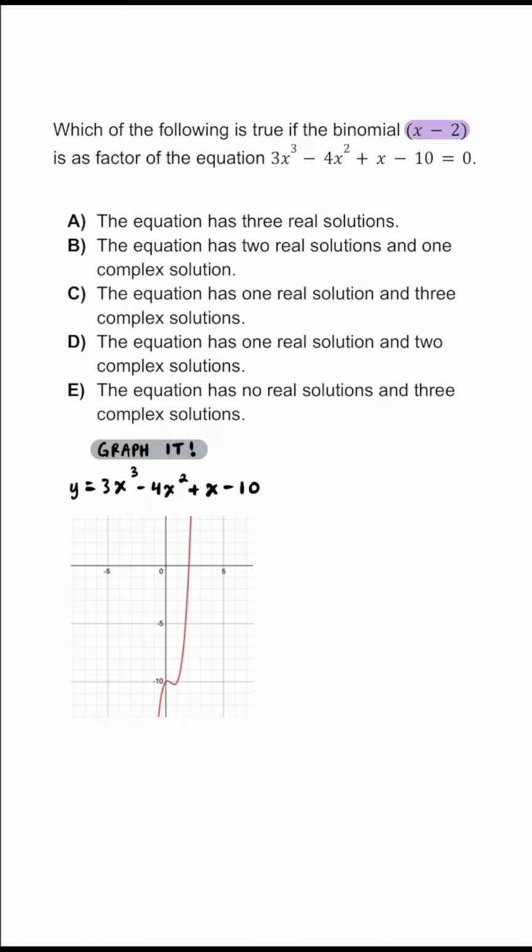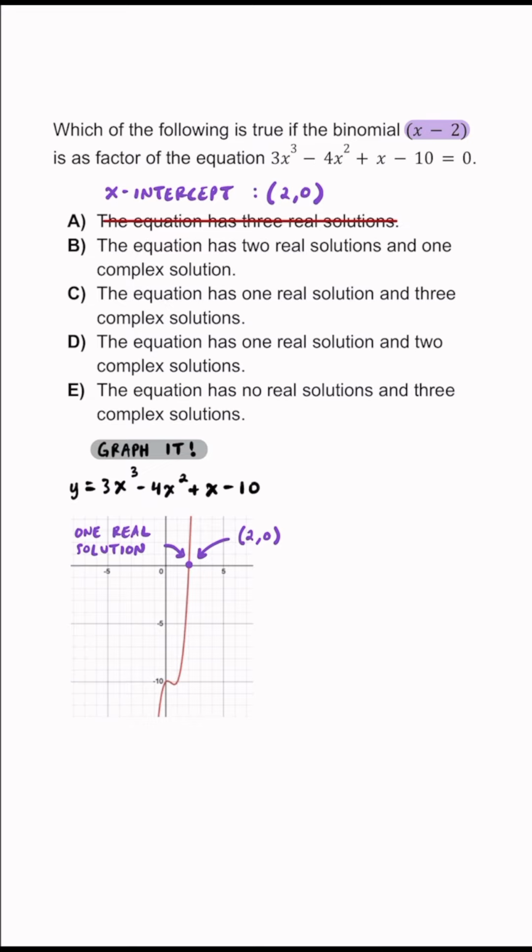When they let us know that x minus 2 is a factor, they're letting us know that (2, 0) is an x-intercept. That's because 2 minus 2 is equal to 0. Hopefully that makes sense why this point is right here. If you go ahead and examine the x-axis, notice that the graph doesn't cross the x-axis any more times. This tells us that this particular cubic equation only has one real solution.